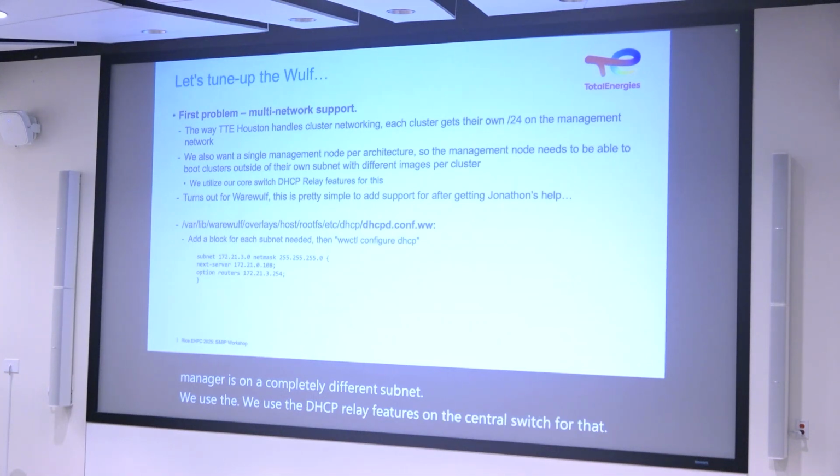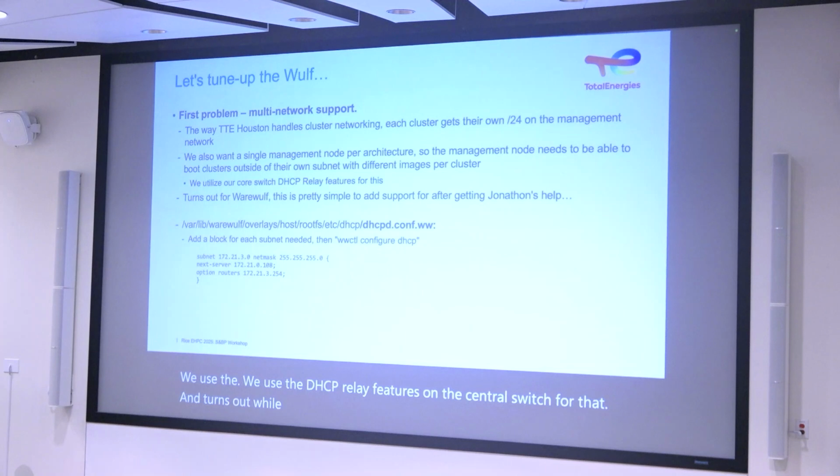And turns out, while Warewulf doesn't support this out of the box, reaching out to Jonathan on the Slack channel, he helped me out, and it was actually pretty simple to put in there. Just need to add a block for each subnet inside of Warewulf's DHCP template. And I got a little screenshot there of what we need to add. Real simple, add that in, reboot the Warewulf daemon, you're good to go. It starts talking over the network like it's supposed to. So cool, first problem solved.